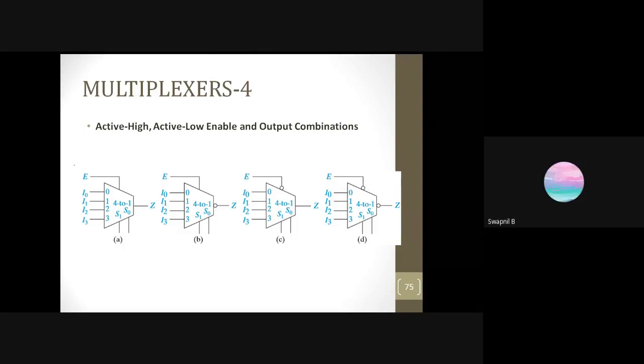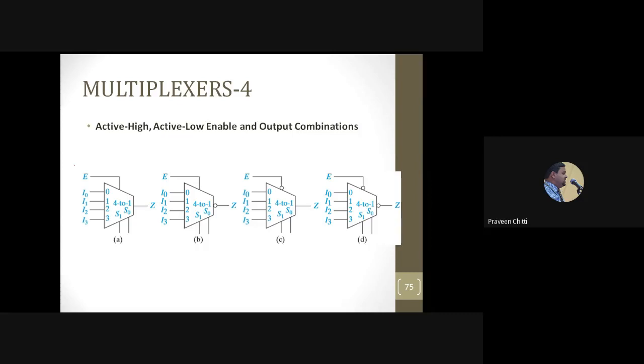Active high. Then what is the difference between A and B here? Just now I have told you. We have used a NOR gate. That means the output is what? Active low. Whenever you see a bubble at the output, it is an active low output, and when there is no bubble, it is an active high output.